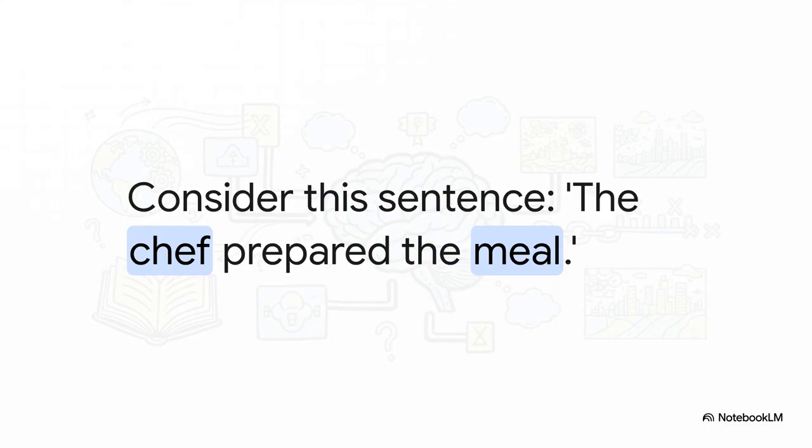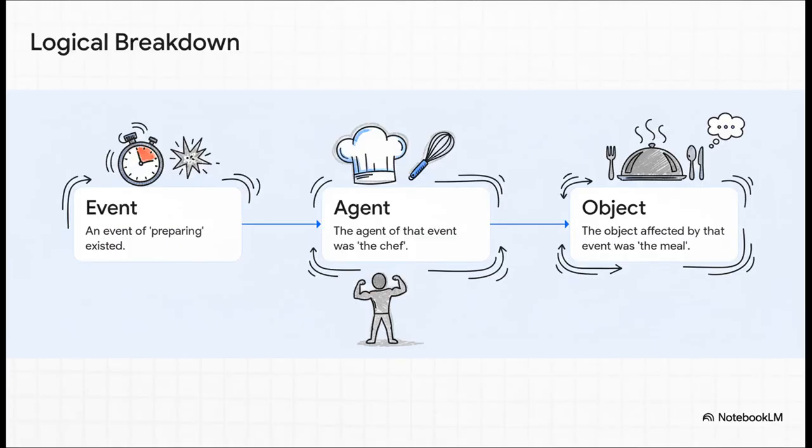Okay, let's see this in action. Take a sentence that seems super simple on the surface. The chef prepared the meal. Seems straightforward, doesn't it? But logically, our grammar is doing some serious heavy lifting in the background. See, your brain doesn't just hear a random string of words. It makes a series of logical claims. First, it establishes that, yep, an event of preparing actually existed. Second, it nails down the agent of that event, that's the chef. And third, it specifies that the object that got affected by all this was the meal. It's a complete quantifiable event, all neatly packaged in one little sentence.